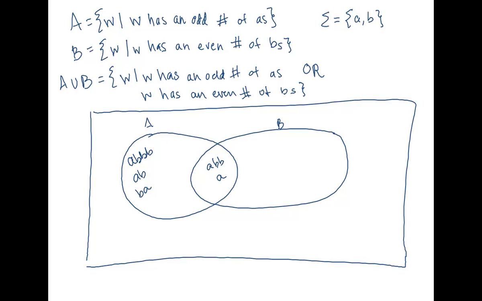Some other strings that are in B but not in A would be BB, ABBA. Okay, so we have some strings. We could also do BBAA. That would also be in the language B. And then let's put one out here in the universe, AAB. Okay, so this one's out in the universe, not in either A or B, because it has an even number of A's and an odd number of B's. So it doesn't satisfy the conditions for it to be in language A or B.